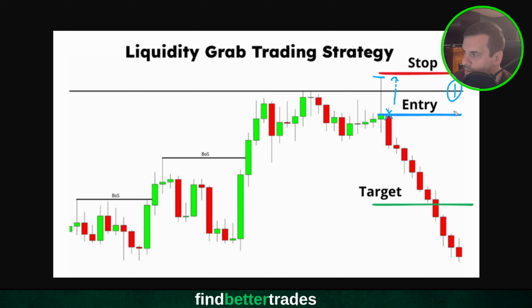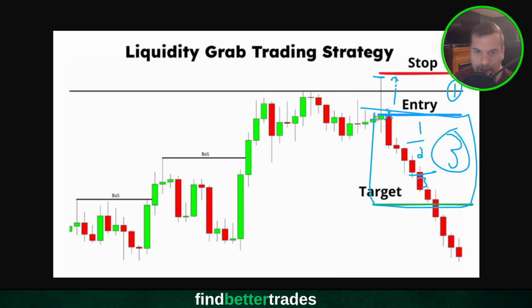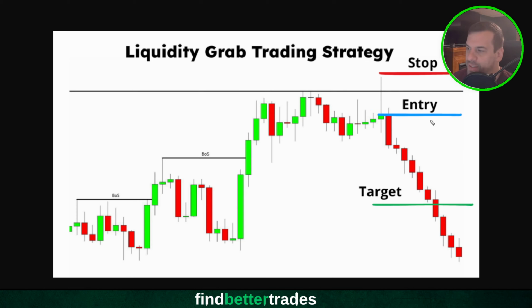So this will be 1, and this will be 3. What that means is we'll just go 1, 2, 3, and that is kind of what the trade looks like. I'm not the best drawer here, but essentially you'll just place your target somewhere down here. Or again, if this is flipped, you'll place it 3 to the upside. And that is a very short, quick example of a liquidity grab.